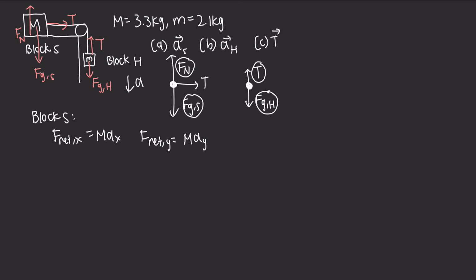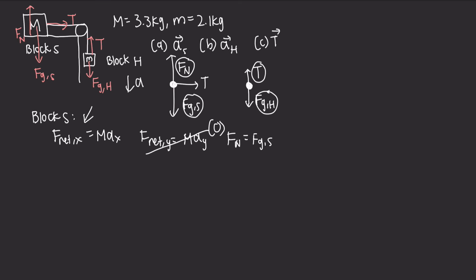However, F net in the y direction is 0 because we have Fn equals Fg on S. So this just tells us that this becomes 0. So there is no F net in the y direction. So ultimately this tells us that only in the x direction is Newton's law important in our case.